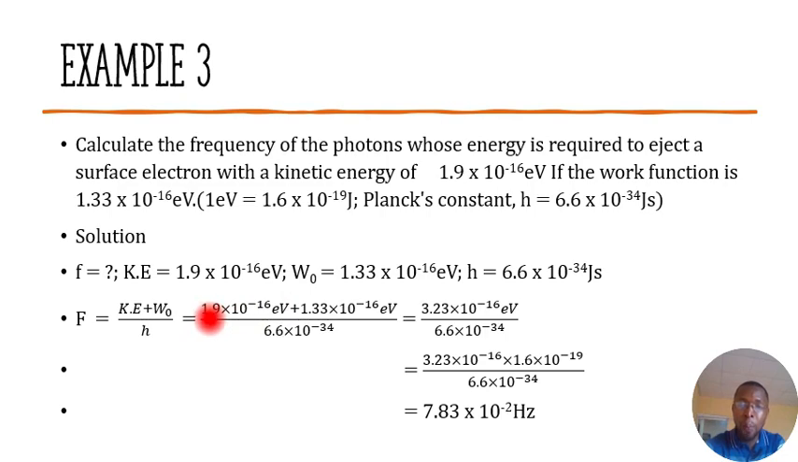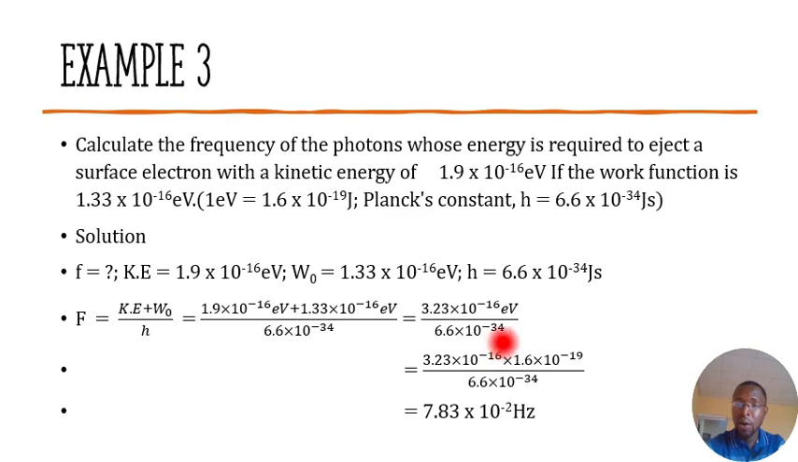Then we now add up 1.9 and 1.33. So 1.9 plus 1.33 will give us 3.23. Then times the common factor, which is 10 to the power minus 16 electron volt. Now all divided by the Planck constant, this value.